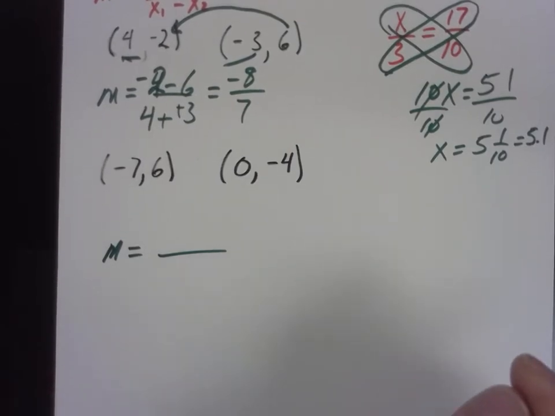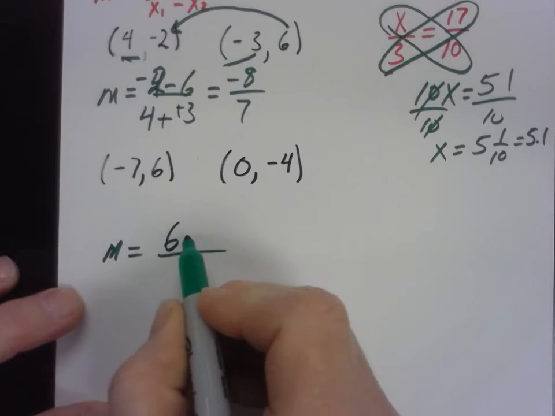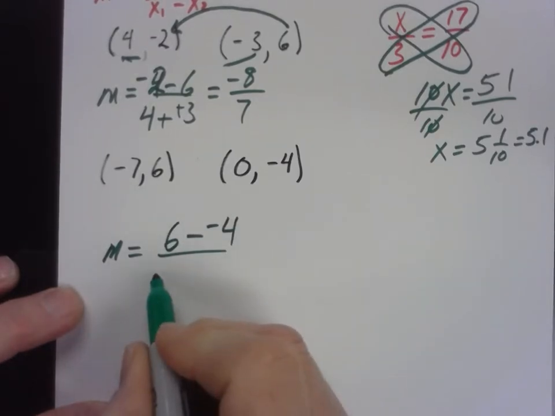Oh, are we ready? Okay. Ryan, what goes on top? The y. Okay, so just tell me what to write. 6 minus 6 subtract negative 4. Luke, what goes on the bottom? 7, negative 7 subtract 0.